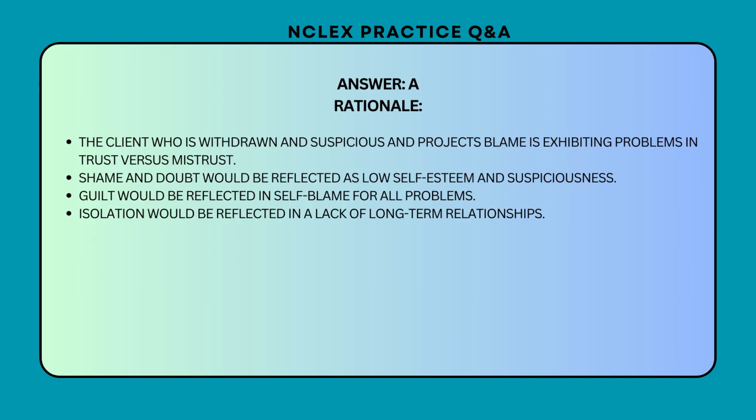Answer: A. Rationale: The client who is withdrawn and suspicious and projects blame is exhibiting problems in trust versus mistrust. Shame and doubt would be reflected as low self-esteem and suspiciousness. Guilt would be reflected in self-blame for all problems. Isolation would be reflected in a lack of long-term relationships.